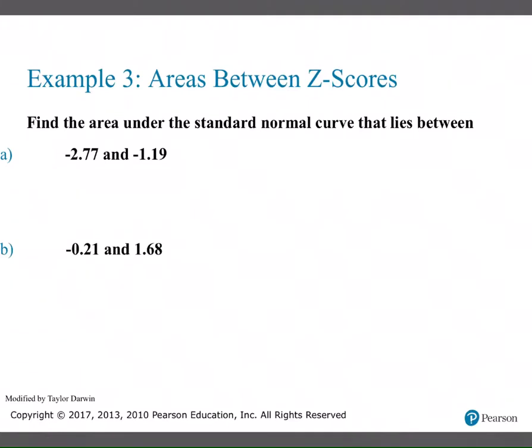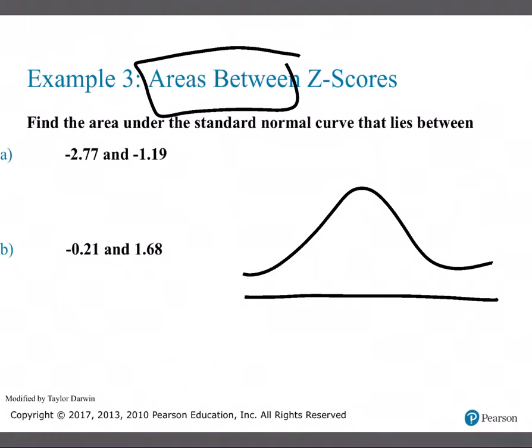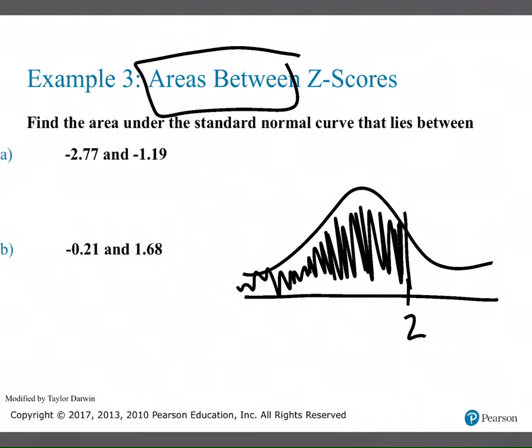When you need to find areas between z-scores, let me show you what's going on really quick before we look at a specific example. Let's say I had a z-score of 2. The area that the z chart gives me automatically is the area to the left. And then let's say I have a z-score of negative 1. That's automatically giving me the area to the left again. So it's counting this area twice.